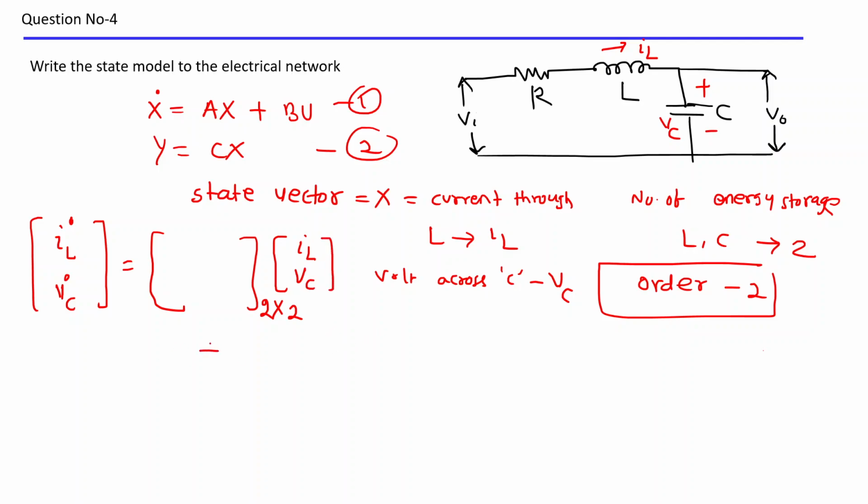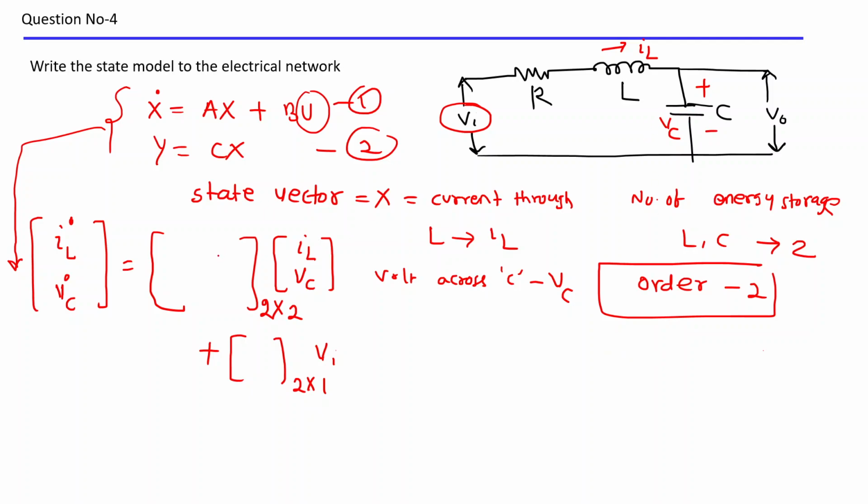And plus Bu. B is your input matrix. So A definitely is a 2 cross 2 matrix, and B will be a 2 cross 1 matrix. And what is your input here? U is nothing but your input, which is VI. So this is a voltage source at the input. So now I can write the U matrix is nothing but your VI. Up to here, is everyone clear how I correlate this state vector equation into this electrical network? Is it clear everyone? Yes, sir.